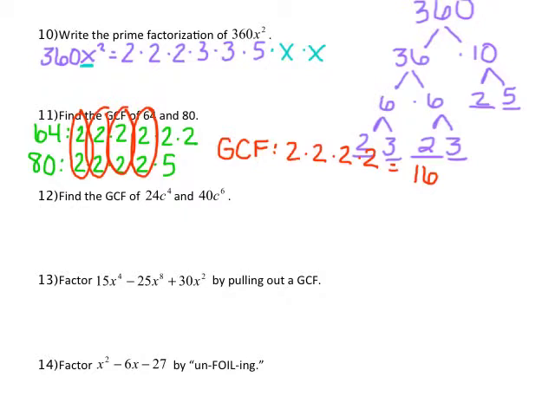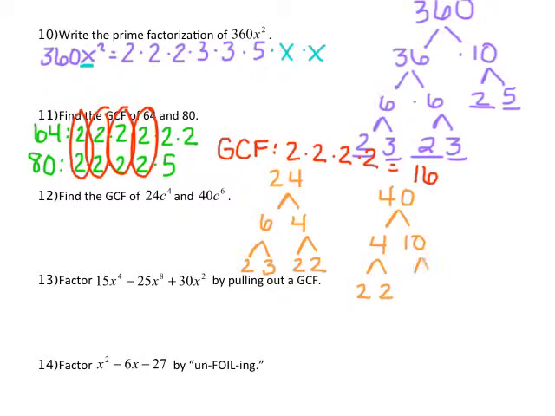Okay, let's go ahead and do prime factorizations for 24 and 40. I'm going to use sort of the same approach. If I start with the 24 factor tree, 6 and 4, 2 and 3, 2 and 2. For 40, just get both my factor trees out of the way here, 4 and 10, 2 and 2, 2 and 5.